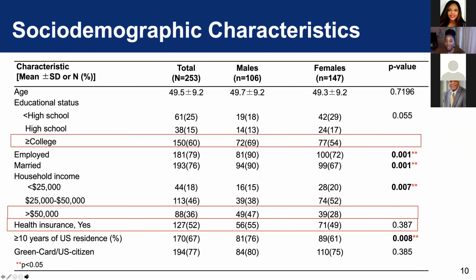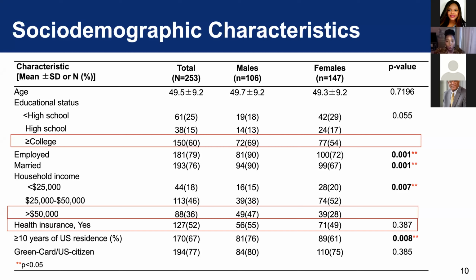So we learned a number of lessons in this study. The first is that the African immigrant population is highly educated. So at least 60% had at least a college degree. And this is much higher when you compare it to the US. Only about 33% of the population has a college degree. However, this high level of education did not necessarily translate into higher income, right? So only 36% of the 253 participants had a household income greater than $50,000.